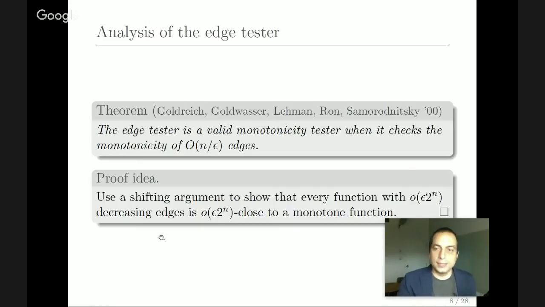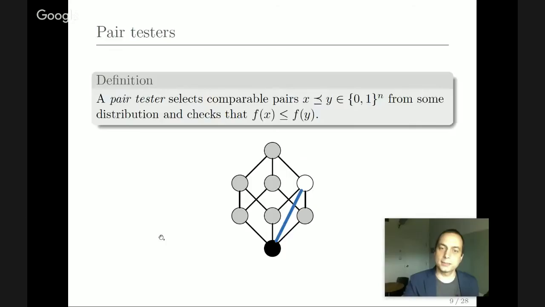But what they showed in this paper was that this analysis is tight. So the edge tester will not catch every function that's far from monotone if it doesn't have this linear in n number of samples or queries. But it doesn't say anything about the problem itself. So there's this question of whether we can actually have algorithms that do better than this.